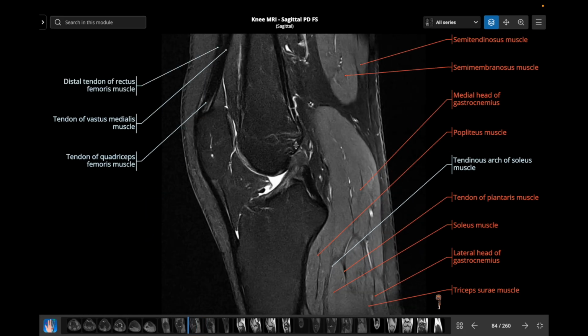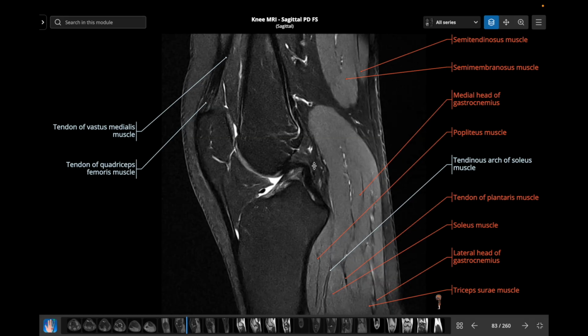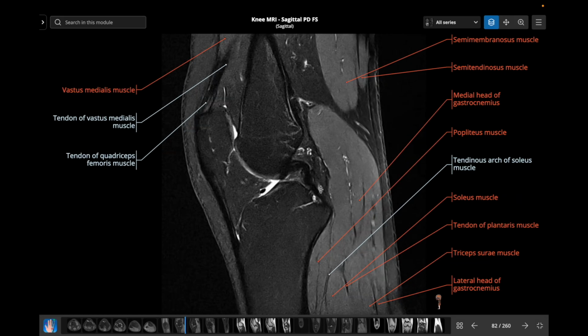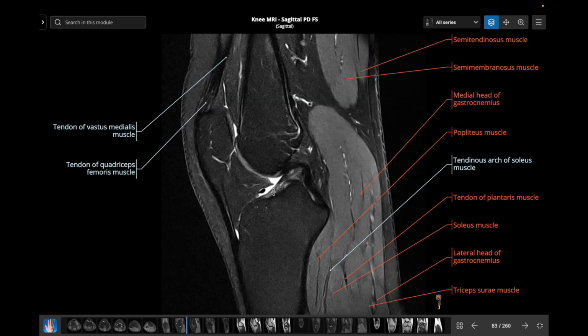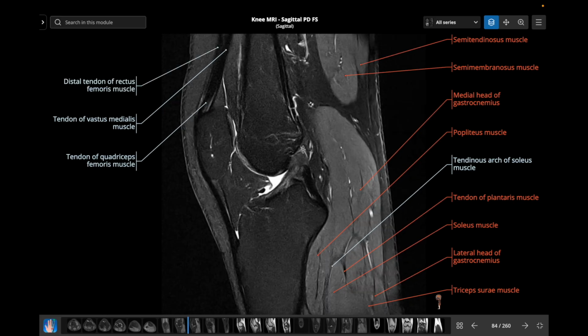Here you've got two structures. These are your cruciate ligaments. This is your PCL, which goes from the femur posteriorly, so posterior cruciate ligament, and then this is your ACL, which goes from the femur anteriorly, so your anterior cruciate ligament. And a really easy way to tell them apart, rather than their orientation, is actually their signal. The PCL is always going to be the darker one, and your ACL is always this intermediate signal heterogeneous structure.